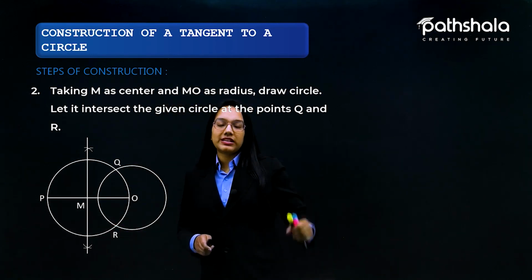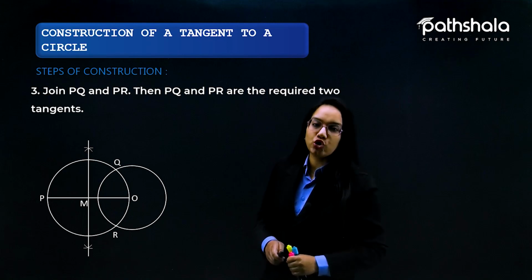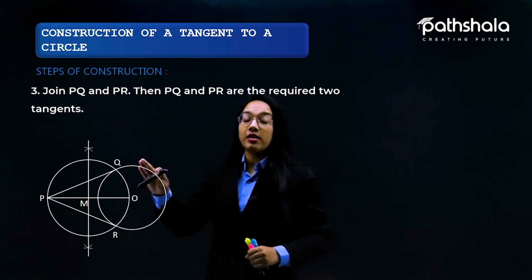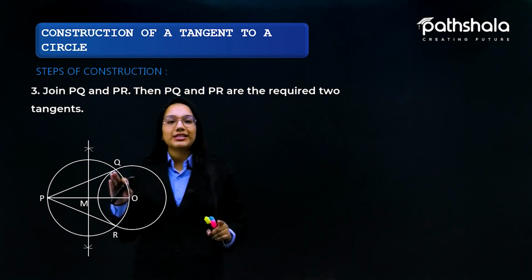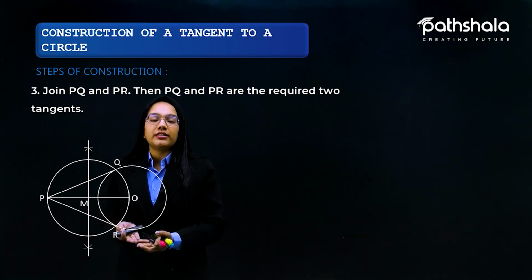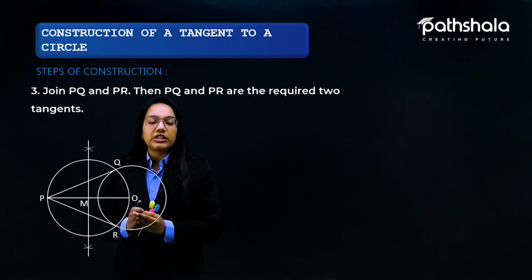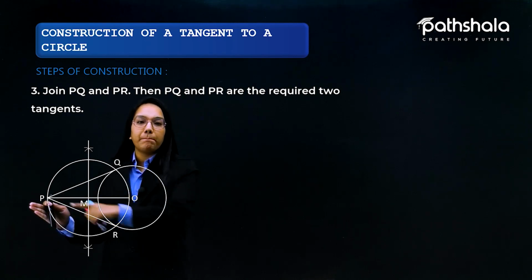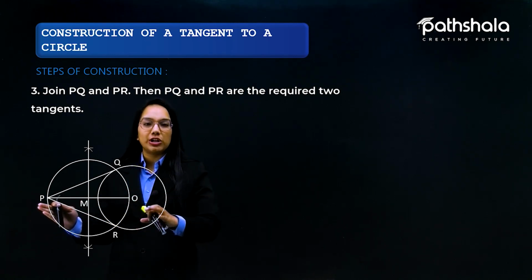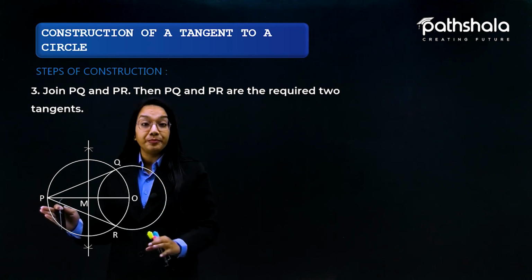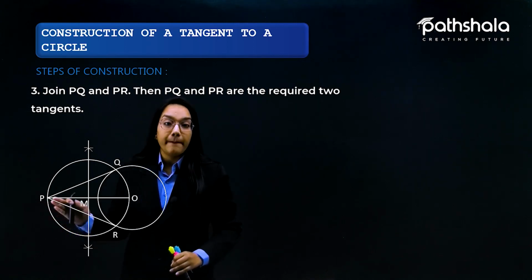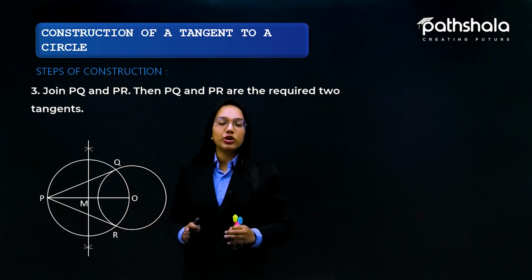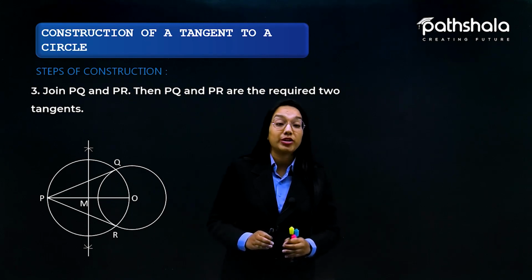The next step is to join PQ and PR in this manner. So I have joined PQ and PR. Now you can see that for this circle having the center O, there exists a point P outside, and we have drawn the two tangents PQ and PR to this circle with the center O. Hence, PQ and PR are the required two tangents to the given circle having the center O.